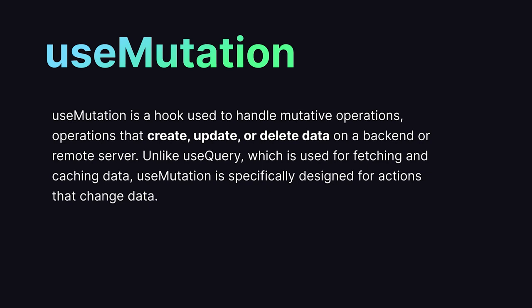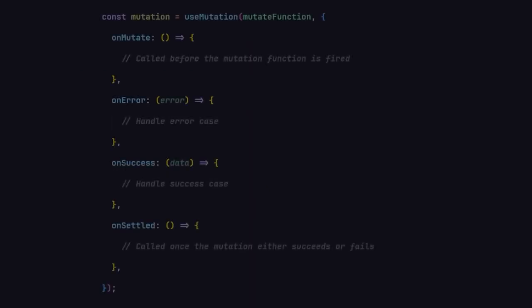Unlike useQuery, which we just saw a few seconds ago and which is used for fetching or caching data, now we are going to be learning about useMutation, which is specially designed for actions that change the data, like creating, updating, or deleting that specific data. So how will the syntax look? First of all, we are going to use the useMutation hook, and we are going to pass a function which allows us to mutate or change that specific data. Then we are going to pass an options object, and inside there we can pass onMutate, and this function will be called before the mutation function is fired.